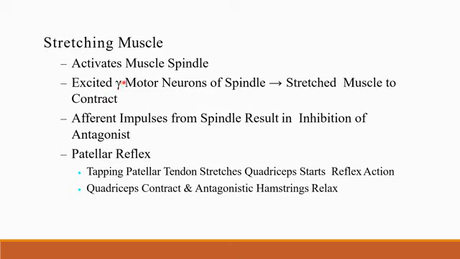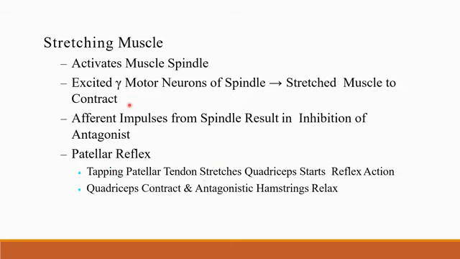So stretching of the muscle activates the muscle spindle. It excites the gamma motor neurons of the spindle, causing the stretched muscle to contract. Gamma motor neurons are nothing but efferent neurons. The efferent impulses from the spindle result in inhibition of the antagonist group of muscles. For this, the example is patellar reflex or any deep reflexes. Tapping the patellar tendon stretches the quadriceps, starting the reflex action. The quadriceps contract and the antagonistic hamstring muscles will be relaxed. So this is the stretch reflex or patellar reflex example.